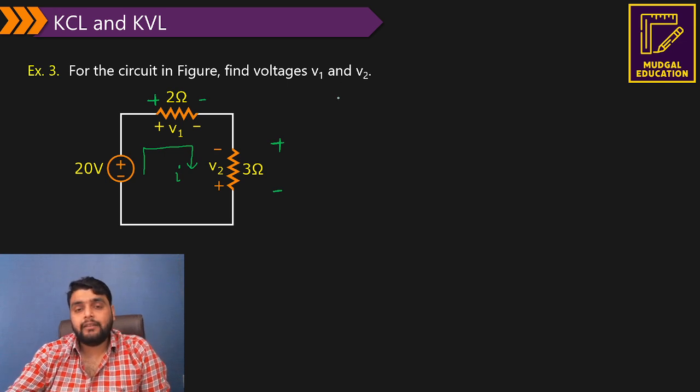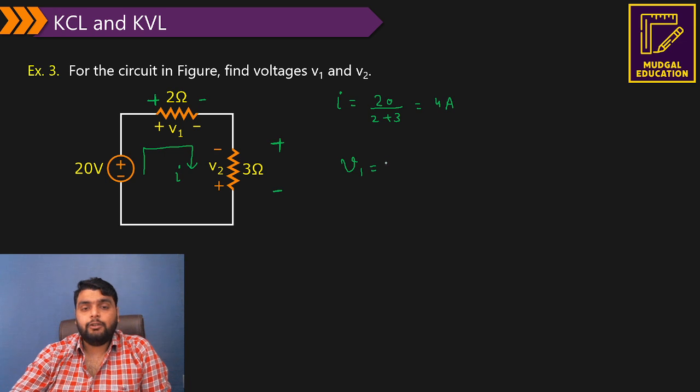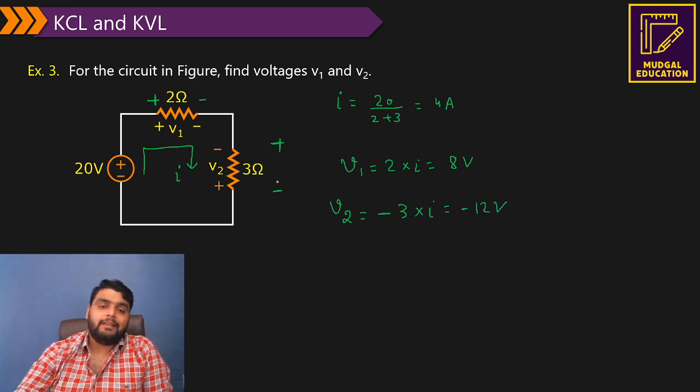Here you can see I can find out the current easily. The current is 20 divided by 2 plus 3, which comes out to be 4 ampere. Voltage divided by the total resistance. What is V1? V1 is 2 multiplied by I, which means 8 volt. But for V2 I have to use the minus sign: 3 multiplied by I is minus 12 volt. Why the minus sign? Because the polarity is different, the polarity is opposite.